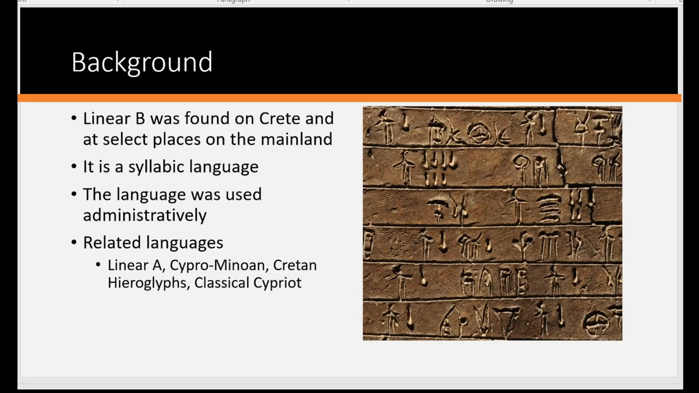A bit of background, if you don't know anything about Linear B: it was found on Crete and on select places at the mainland. It's syllabic, which means that each character, each little symbol, is a consonant and a vowel, or a vowel. It was used administratively, so a lot of these are lists of things, like 50 soldiers at Pylos. And it's got some other related languages, including Linear A, Cypriot Minoan, Cretan Hieroglyph, Classical Cypriot.